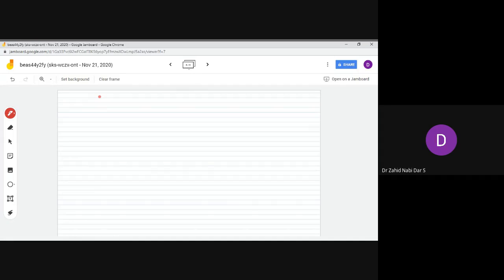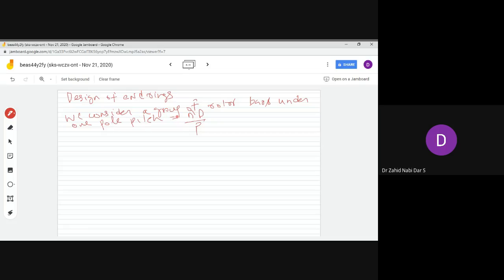So in order to design the end rings, what we do is we consider a group of rotor bars under one pole pitch. So one pole pitch is pi D by P. So this is basically your pole pitch.